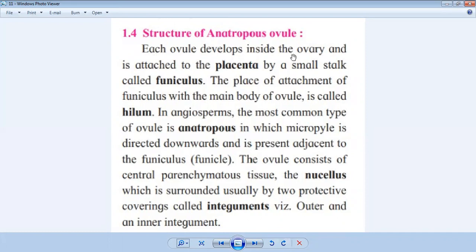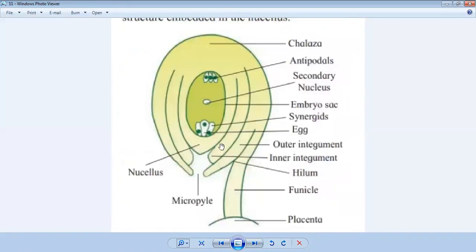Each ovule develops inside the ovary and is attached to the placenta by a stalk called the funiculus. ठीक है, हर एक ओव्यूल जो होता है वो ओवरी के अंदर अटैच होता है प्लासेंटा से, which is the nutritive tissue, by a stalk which is called the funiculus. So you can see here that each ovule consists of one stalk, and this stalk is attached to a structure called the placenta. This placenta is nothing but part of the nutritive tissue, and the stalk of the ovule is called the funicle.